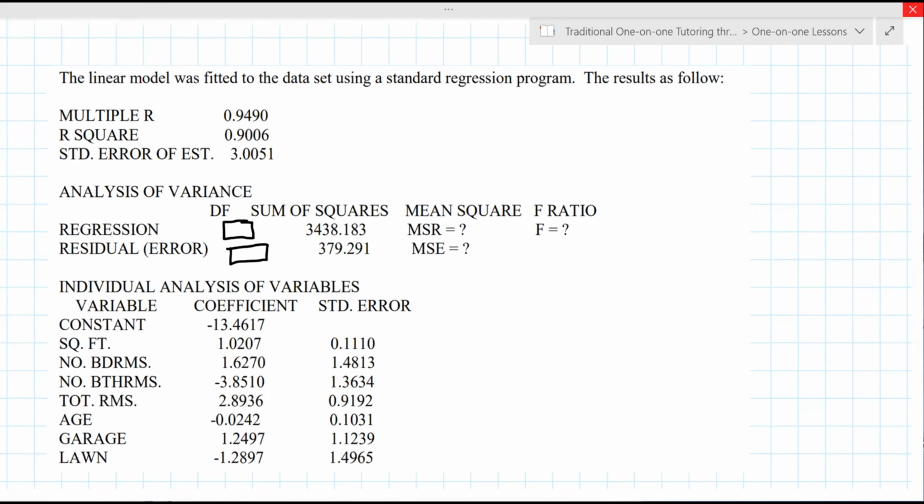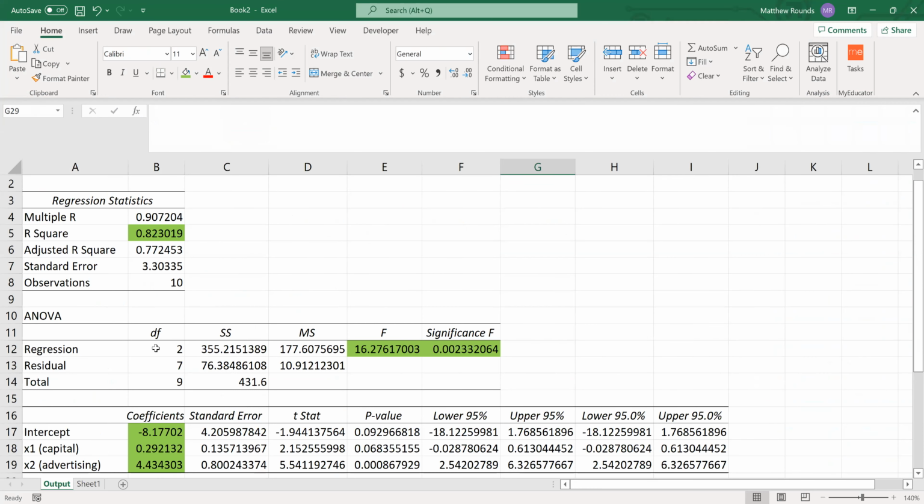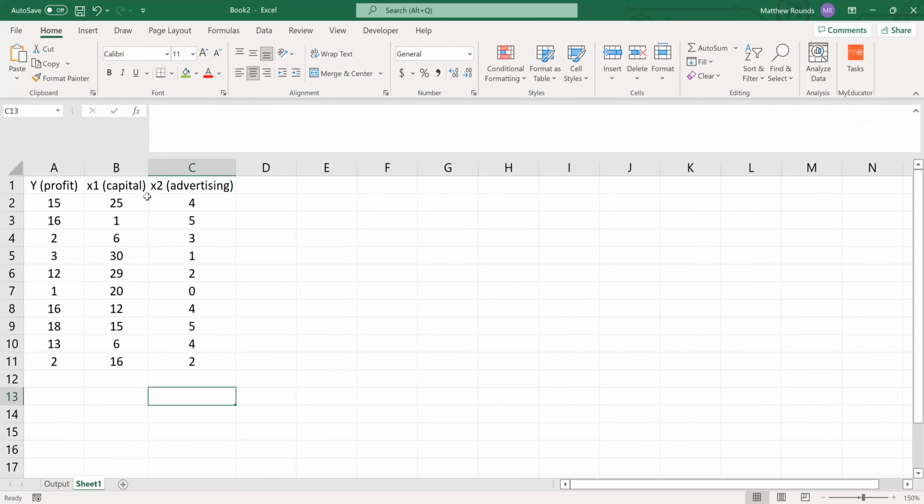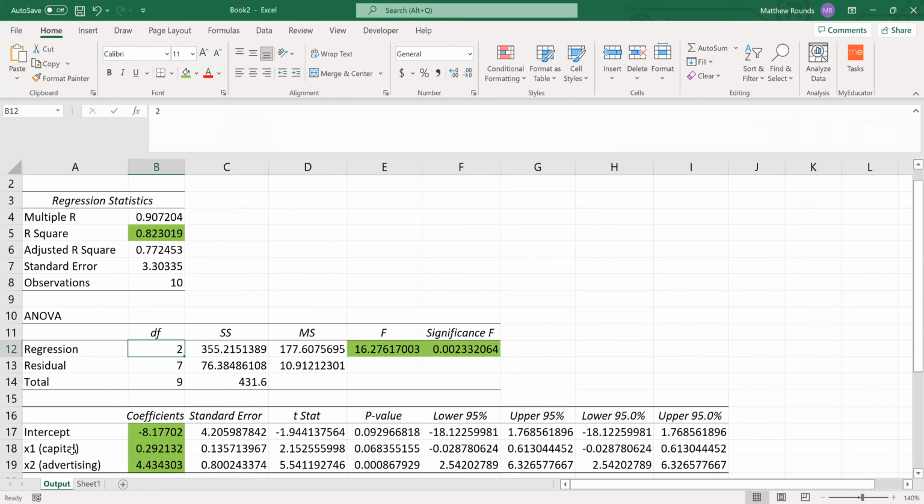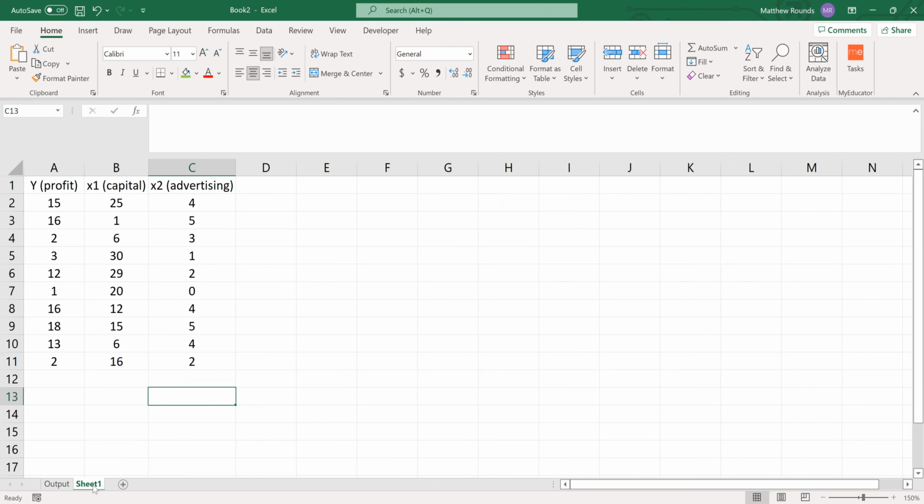So if you go back to this, the regression had 2 degrees of freedom. The reason it had 2 degrees of freedom is it's 3 minus 1, which is 2. Basically, I guess you could just think of it as the number of variables in your regression. That's probably easier. The total is also probably easier to explain.